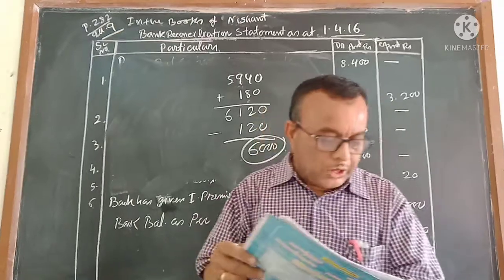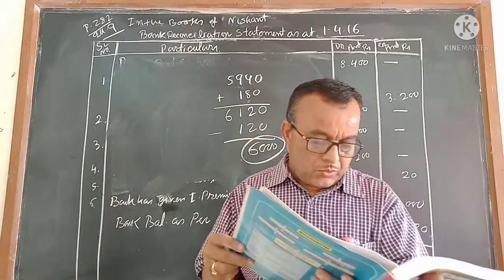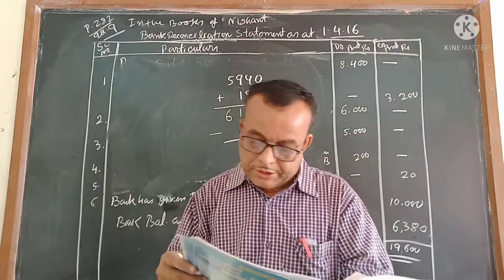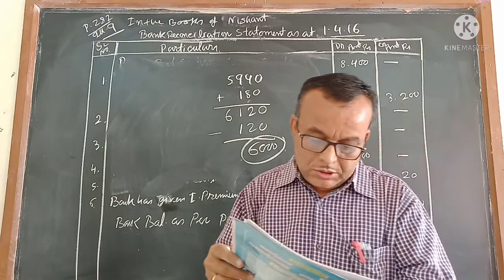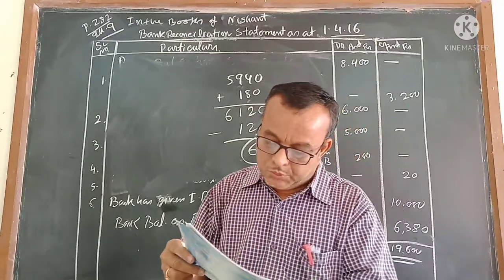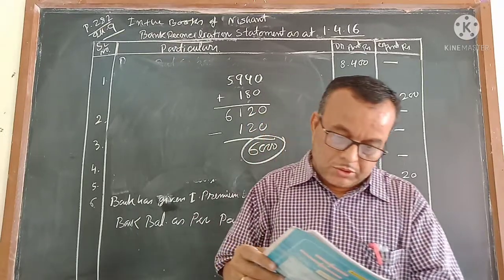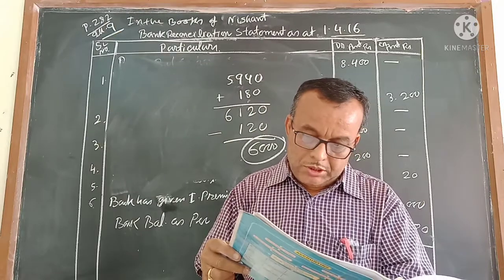Next is 120, which is debited in the bank passbook. 120 is debited but not credited. Interest on overdraft is debited in the passbook but not credited in the cash book. So 120 goes in the credit column. And there is one more.